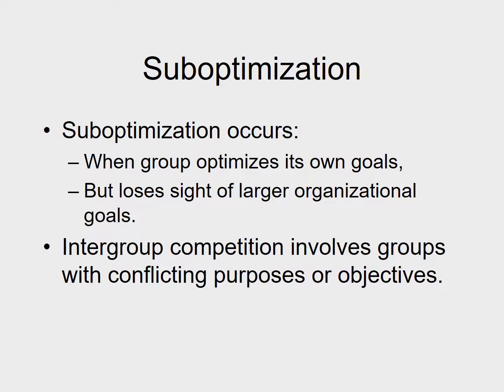So generally what we're talking about in that case is what's often referred to as sub-optimization, and it occurs when groups optimize their own goals over the goals of the organization, losing sight of those larger organizational goals. And we can predict when sub-optimization is going to occur because intergroup competition generally involves groups conflicting either over purposes or objectives. The next slide is going to have a model for you, if you will, of how to view whether this is something that's likely to be occurring in an organization, kind of as a diagnostic tool.